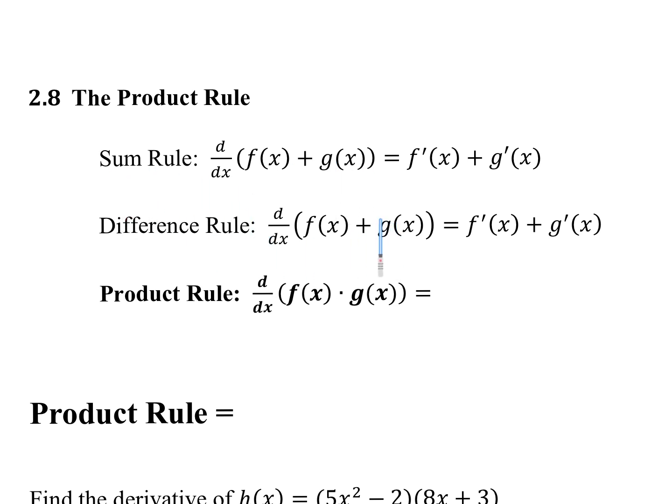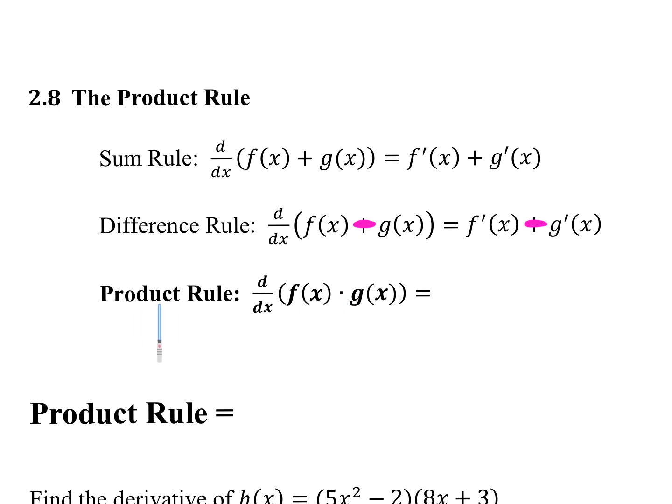The difference rule, what did I forget to do? I forgot to make those minus signs. You guys, difference means subtract. So if I'm subtracting two different functions, you can just take one derivative at a time. F prime minus g prime. We did that last week. We're good to go.